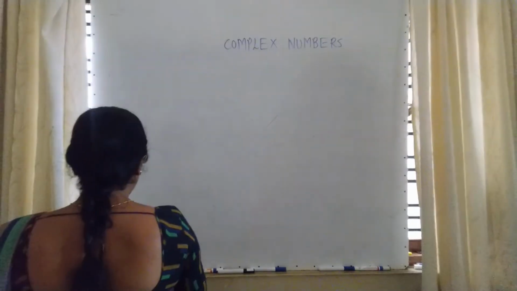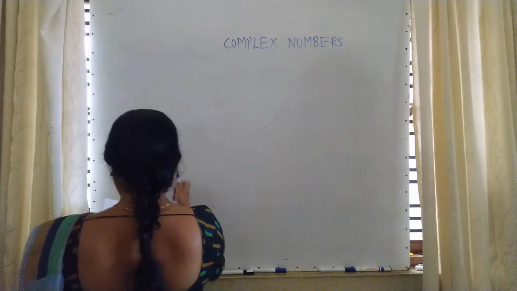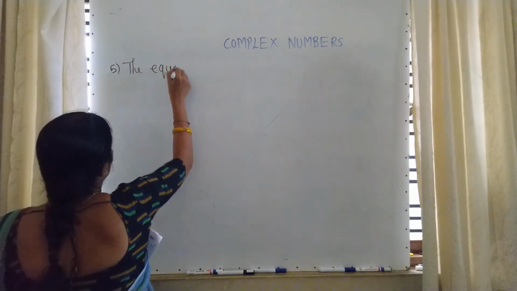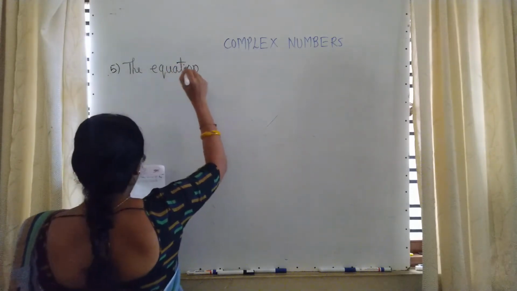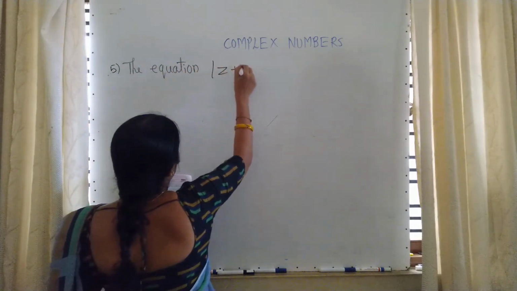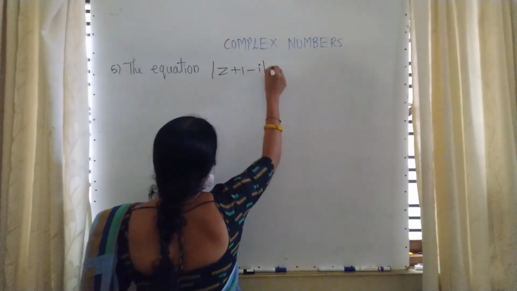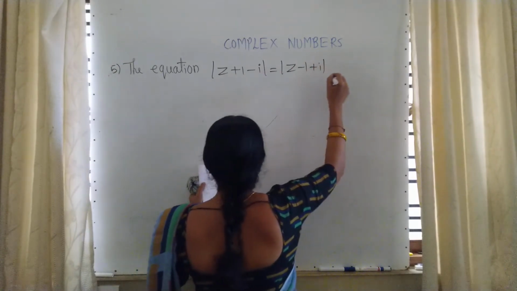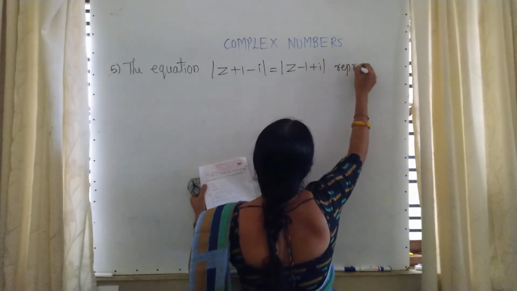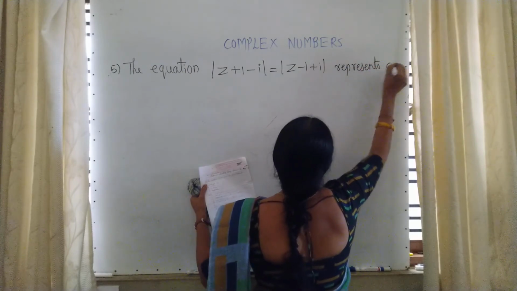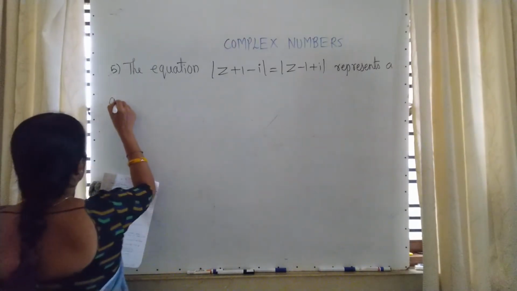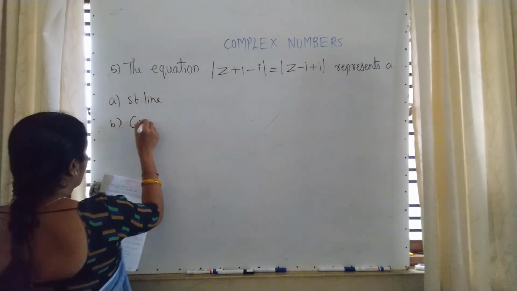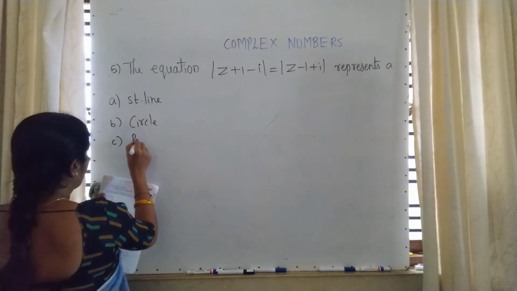Question number 5. The equation modulus of z plus 1 minus i is equal to modulus of z minus 1 plus i represents: first option straight line, second one circle, third one parabola, fourth hyperbola.